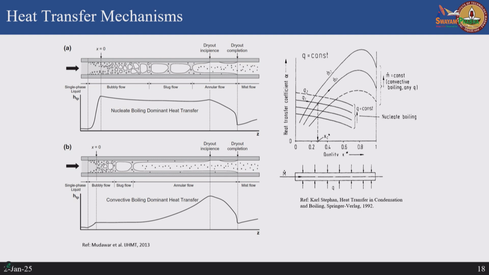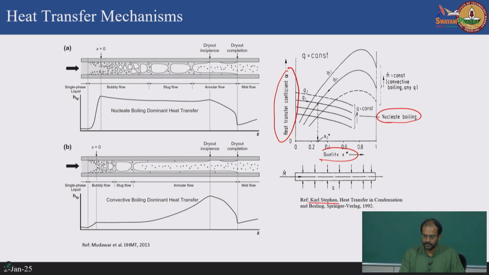Okay. Now, this is a very nice curve here, which is taken from Carl Stefan's book on phase change heat transfer. Here you have the heat transfer coefficient plotted as a function of the vapor quality. So, what it says is, if you have a nucleate boiling dominant regime, you will see that the heat transfer coefficient is very lightly dependent on the quality of the vapor, and whatever mass flux that you are operating here, whether mass flux changes substantially or not, the heat transfer coefficient is not changing much.